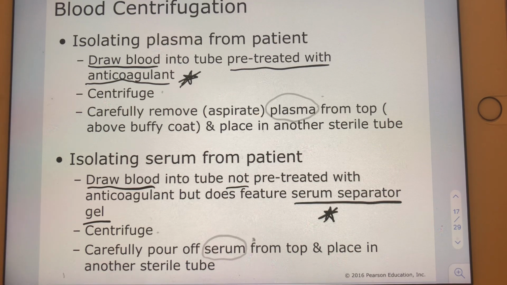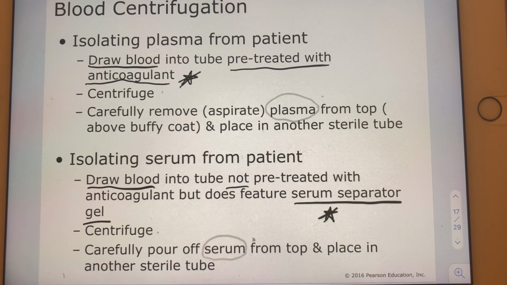All right? Well, if a test tube is pre-treated with anticoagulant, then that means that the blood can't clot. And the reason why that's relevant is that glass is actually a negatively charged surface. So if blood comes into contact, or really platelets come into contact with glass, like the glass of a test tube, then clotting can be initiated.